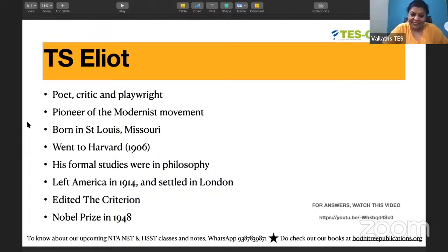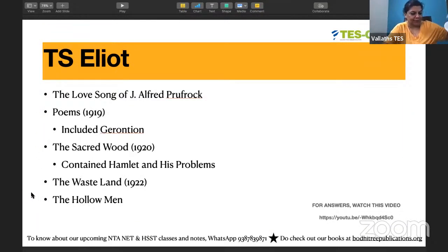He left America in 1914 and settled in London. He edited the Criterion and won the Nobel Prize in 1948. Will you remember? St. Louis in Missouri, went to Harvard University, studied philosophy, left America, settled in London, became a British citizen, converted to Anglicanism in 1927. Edited the Criterion, won the Nobel Prize in 1948.